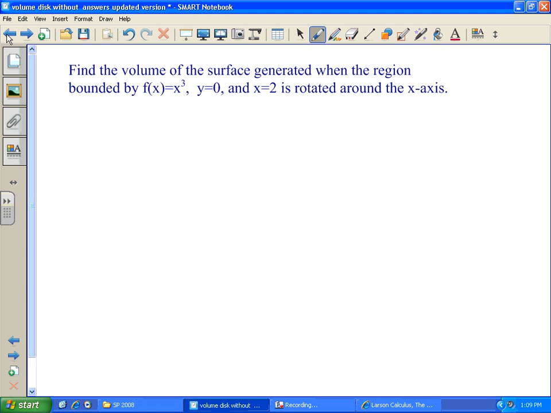Okay, let's begin with a simple one. So here's our question. Find the volume of the solid generated when the given region, which is bounded by y equals x cubed, y equals 0, and x equals 2, when that region is rotated around the x-axis.